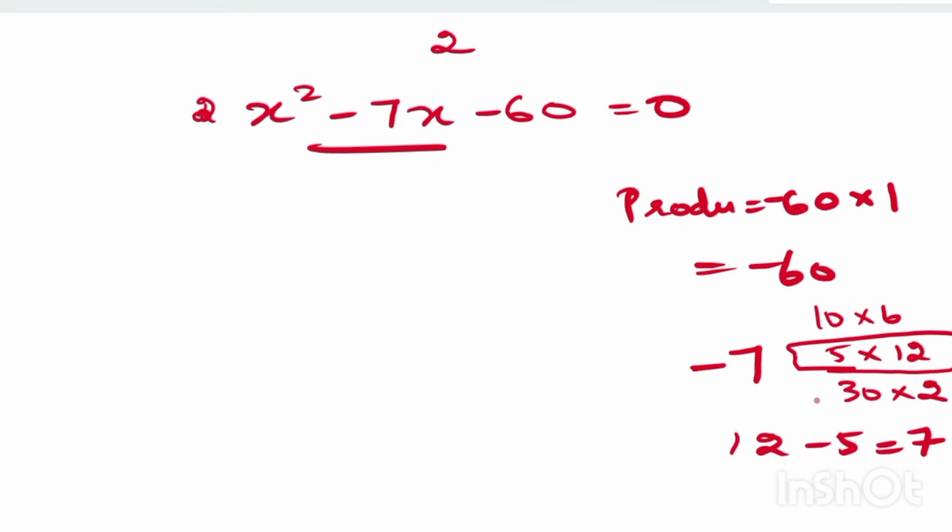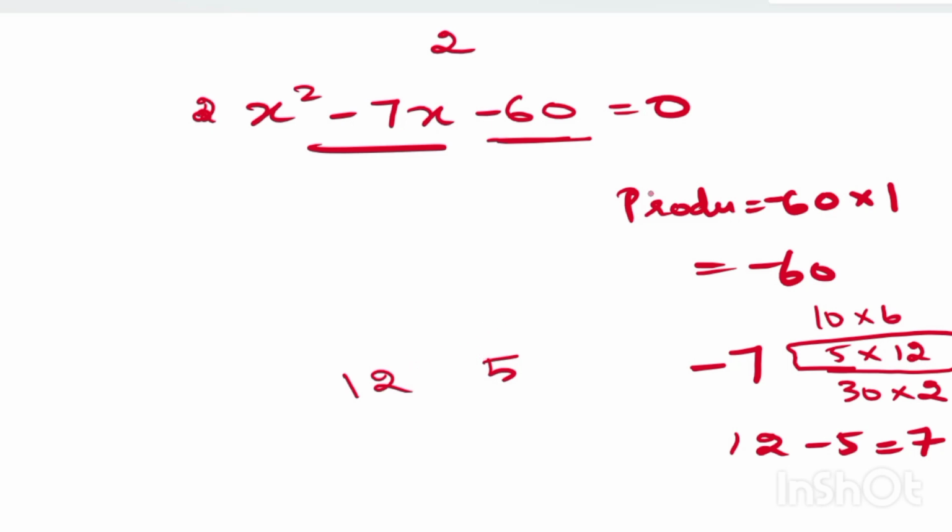After choosing the numbers, what you have to do is find which sign to put for 12 and 5. Here in the product you have a minus sign. What does a minus sign in the product mean? If there is a minus sign in the product, it means that among the two numbers, that is 12 and 5, one number is going to have a minus sign.